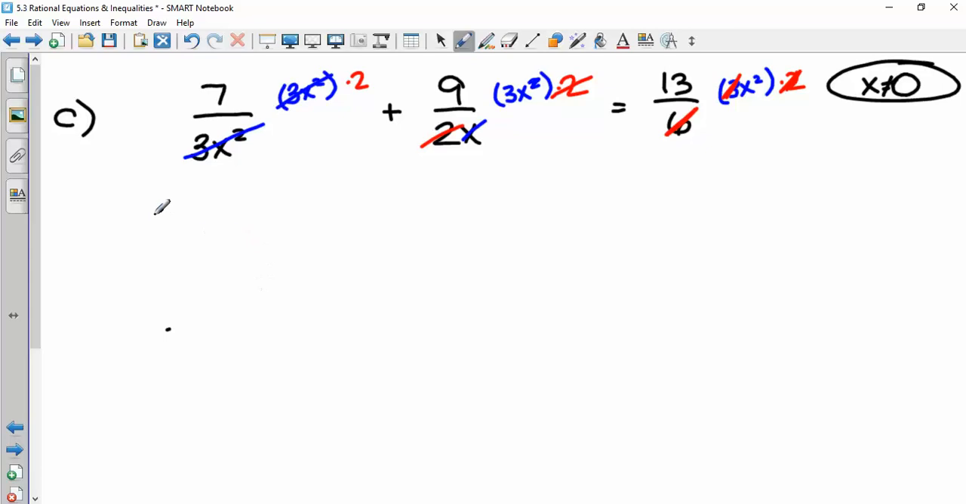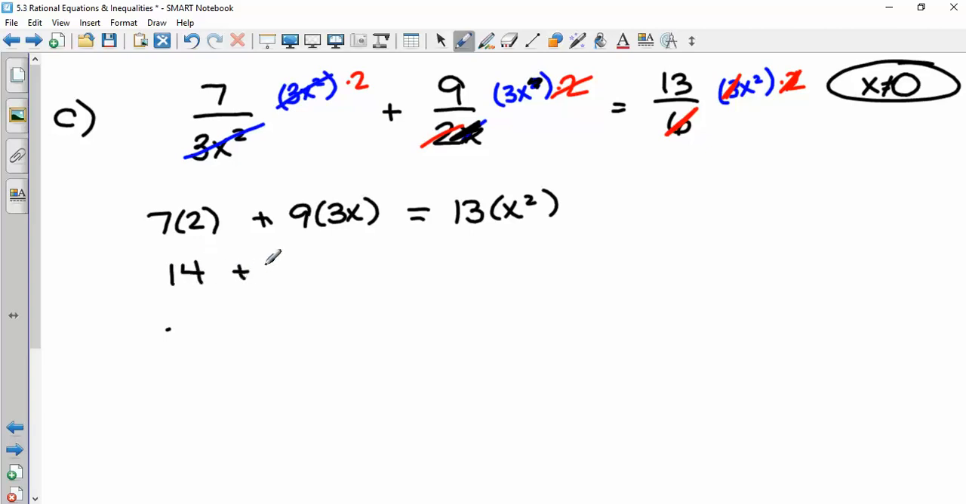So we are left with 7 times 2, 9 times the 3x, and 13 times x squared. Does everybody see how I got that one? Is the 9 times 3x squared in there? We canceled one of those x's out. 14 plus 27x plus 13x squared.